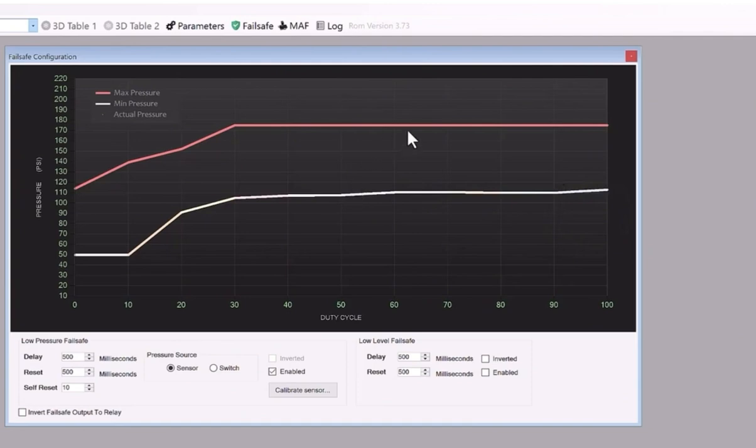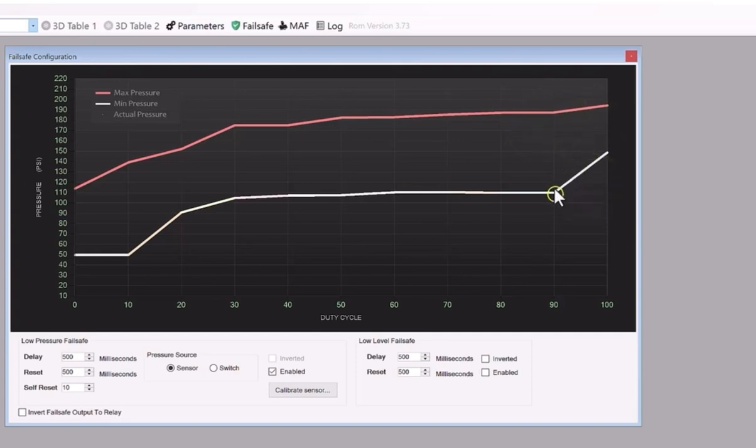Conversely, a scenario where the expected pressure is 80 psi at 30% flow, but the system observes only 70 psi, prompts a low pressure warning and the activation of the failsafe. This could indicate issues such as a blockage or a failing pump.